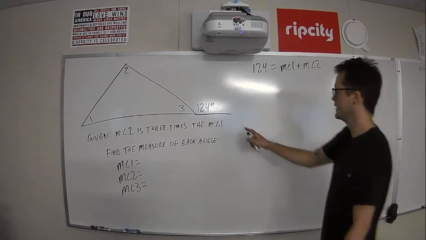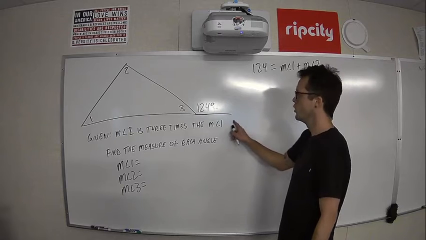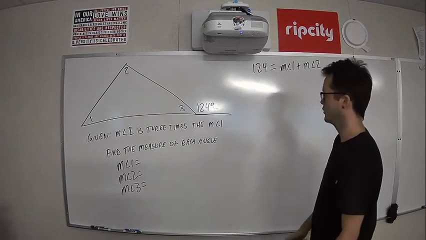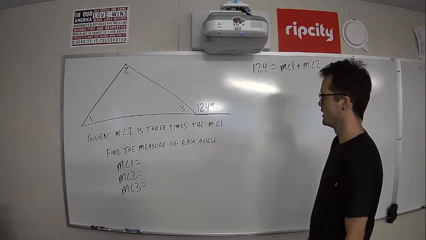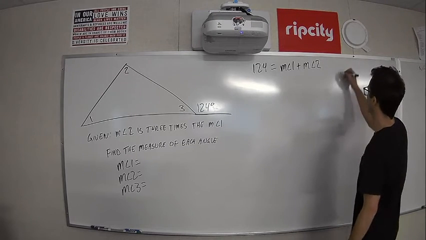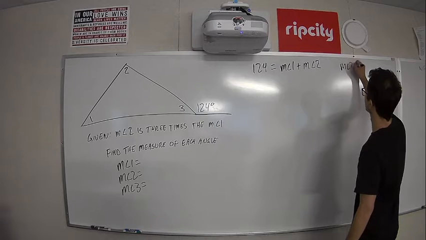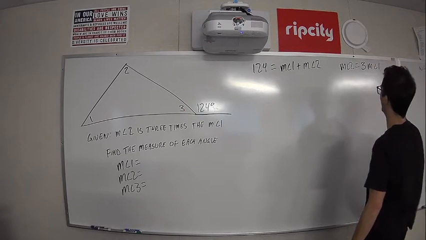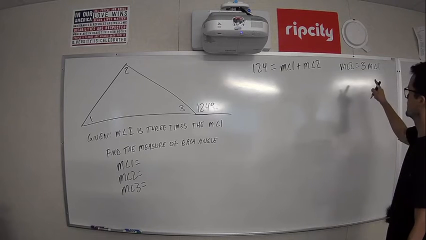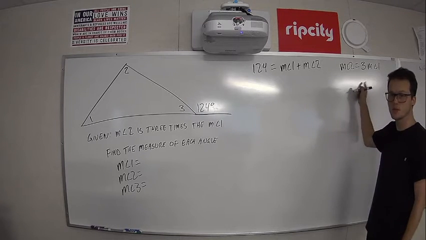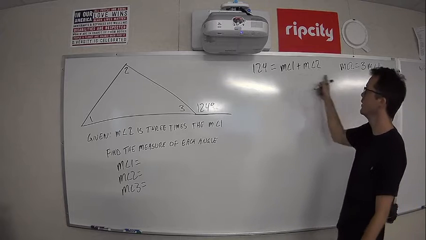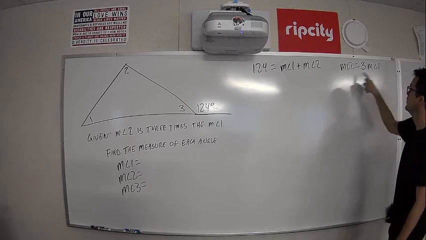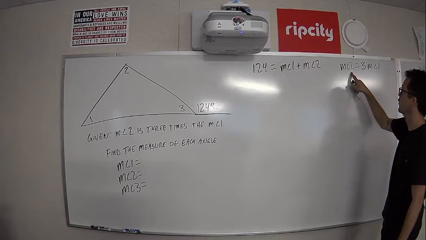Okay, let's look at this given information. Let's see if we can use this. We know that the measure of angle 2 is 3 times the measure of angle 1. So let's set up an additional equation over here. If the measure of angle 2 equals 3 times the measure of angle 1, we can use this information. This is pretty good because here we have two unknowns, the measure of angle 1 and the measure of angle 2. Same two unknowns, but here we have it solved for one of them.